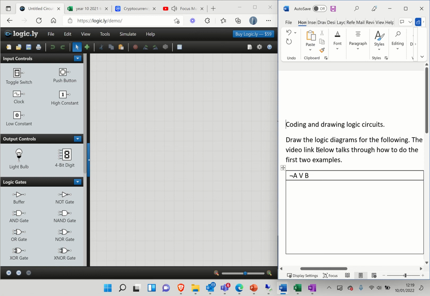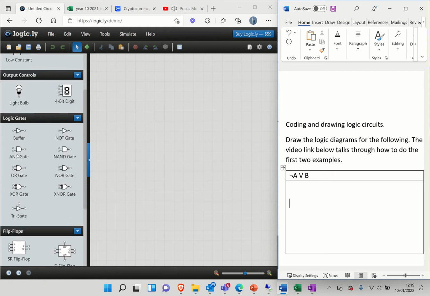Okay, so we're going to be looking at how to draw logic circuits from their boolean algebra statements. So here I've got NOT A OR B. I'm going to be using a website called Logically, but obviously you can do this on paper just as easily. It's just that it's very hard for me to draw these on the screen without some help. So first of all, I need an OR gate.